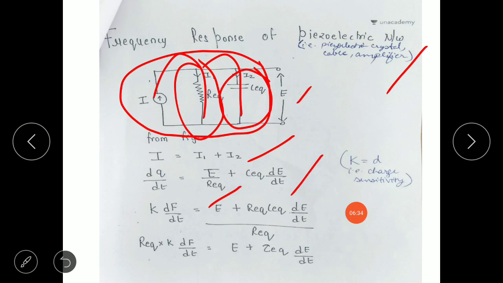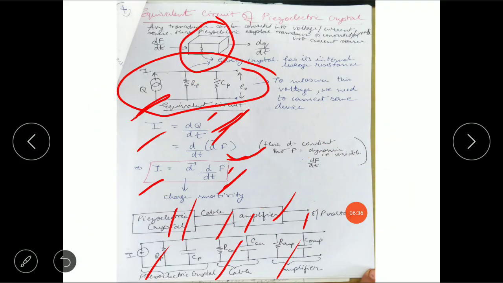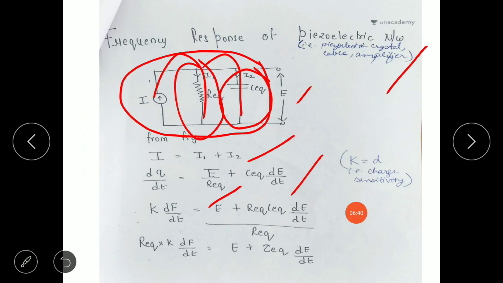And what is I? I have already written here that I is equal to D into dF by dt. So it's the same thing I have written here, D into dF by dt. Now here I have written K in place of D. Anything you can write, this is all representation only. So in the remainder of this derivation I have used the value K, but K means D only, that is the charge sensitivity. So K and D both mean the same thing and they are replaceable. This is charge sensitivity. I have just replaced the symbol D by K.